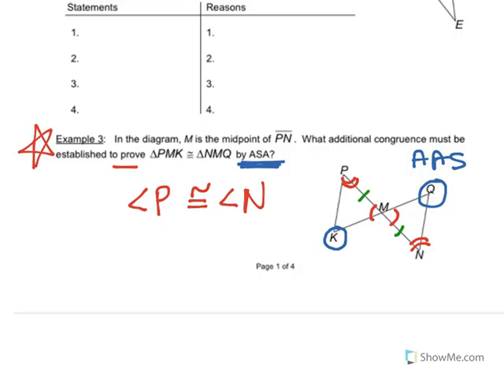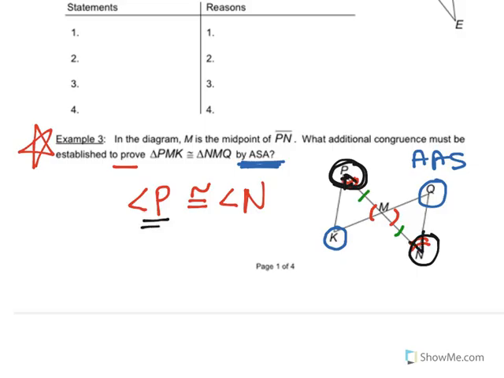And then I did want to mention, unlike the proof that was above it, we can go ahead and name angle P by itself and angle N by itself because there's only one place where P is the vertex and N is the vertex.